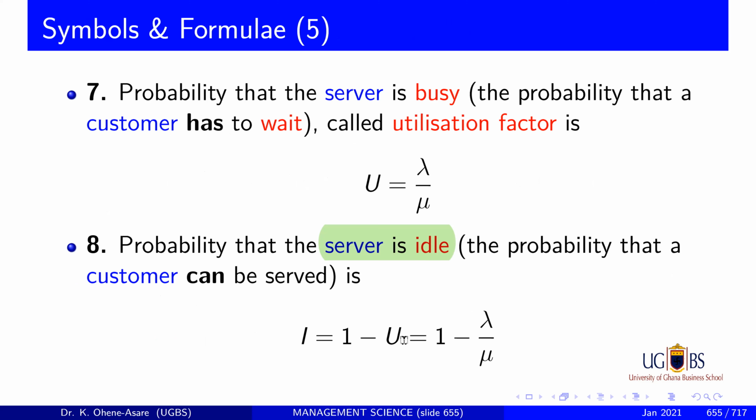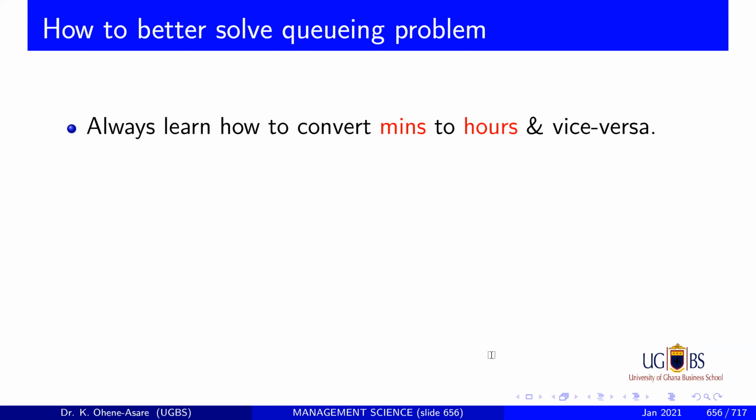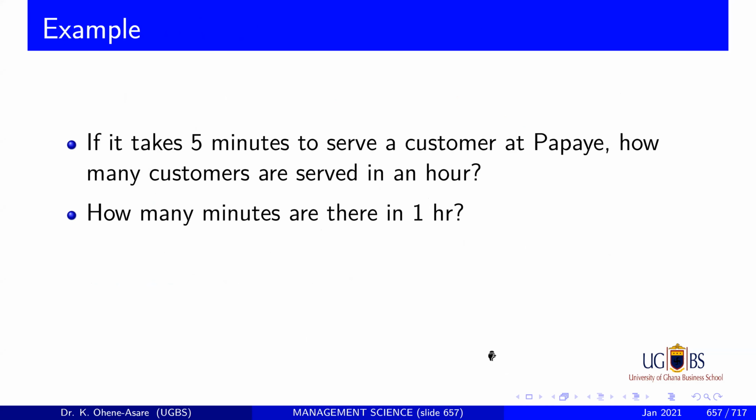So what is the portion of time the server is actually busy? Well, it's just 1 minus the lambda, which is the 12, over the mu, which is the 15. And that gave us 0.2667. So 1 minus that will give us the right answer.